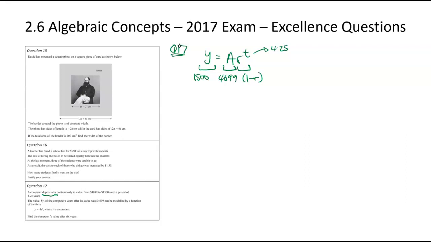I'm going to substitute all of that in. The only variable that's going to be left is r. I'm going to go ahead and then find out what r is. So 1500 is equal to 4699 times 1 minus r to the power of 4.25. I'm now just going to use ordinary algebra to get into this.